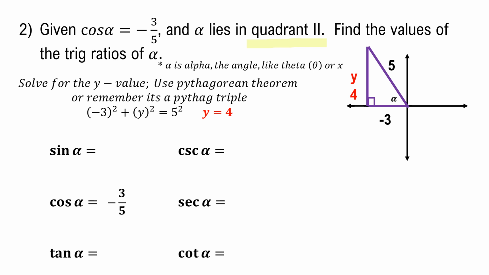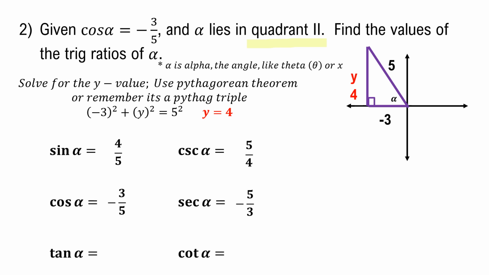So again, we were given cosine of alpha is -3/5. Its reciprocal is -5/3. Don't do any work, you already know that one. Then we solved for y so that we could get the other trig ratios. Sine is opposite over hypotenuse, or 4/5. Its reciprocal, cosecant, is hypotenuse over opposite, 5/4.